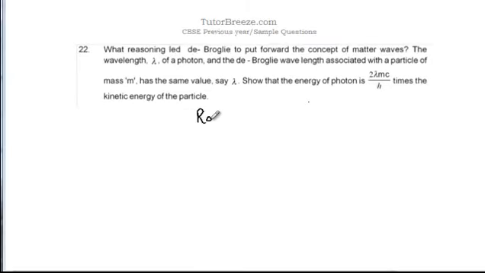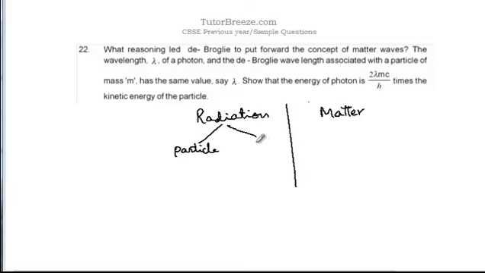If we look at radiation and matter, then what do we find? Radiation would be electromagnetic radiation, or let's say light. Let's look at their nature. This exhibits particle-like behavior as well as a wave nature. Wave nature can be explained through the phenomena of interference and diffraction, and the particle nature of light can be explained by the photoelectric effect.